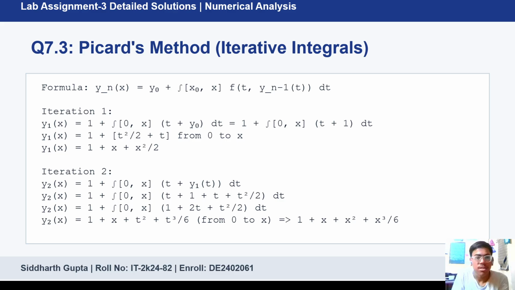Now similarly, we need to find again the value of y1 using Picard's method. For Picard's method, the formula is y of x is equal to y0 plus the integration from x0 to x. So for the first iteration, y1 of x is equal to 1 plus the integration of 0 to x of t plus y0 dt, that will be equal to 1 plus integration 0 to x of t plus 1 into dt. So y1 of x is equal to this, and we will integrate it, so it will come somewhere around this.